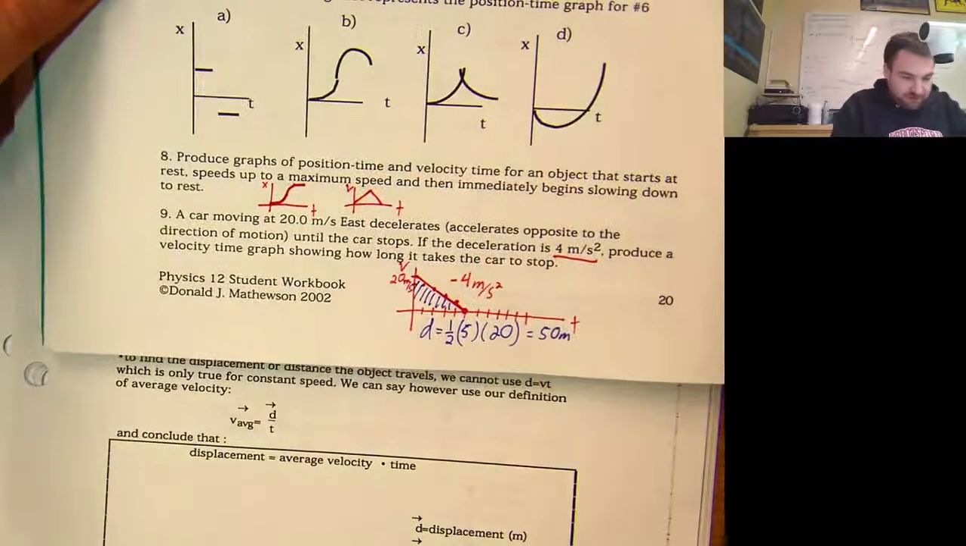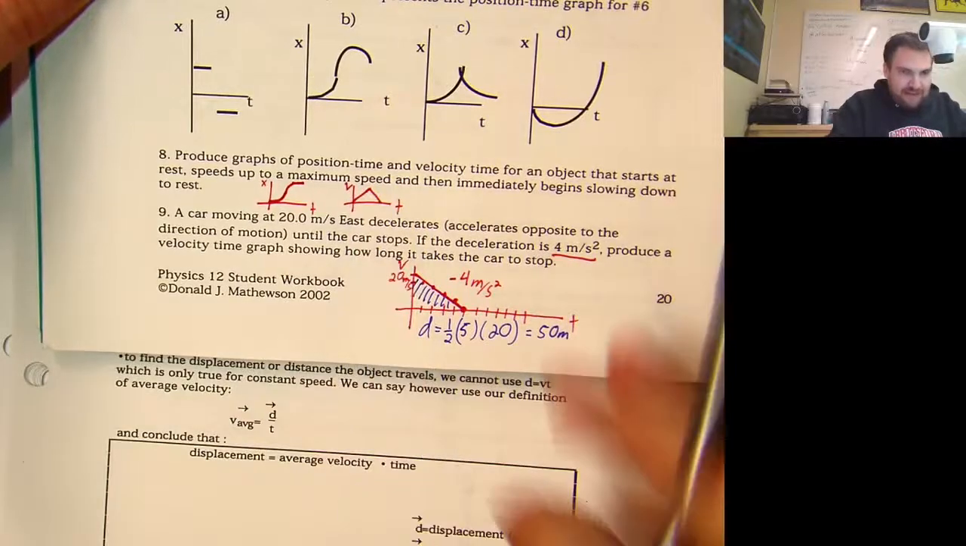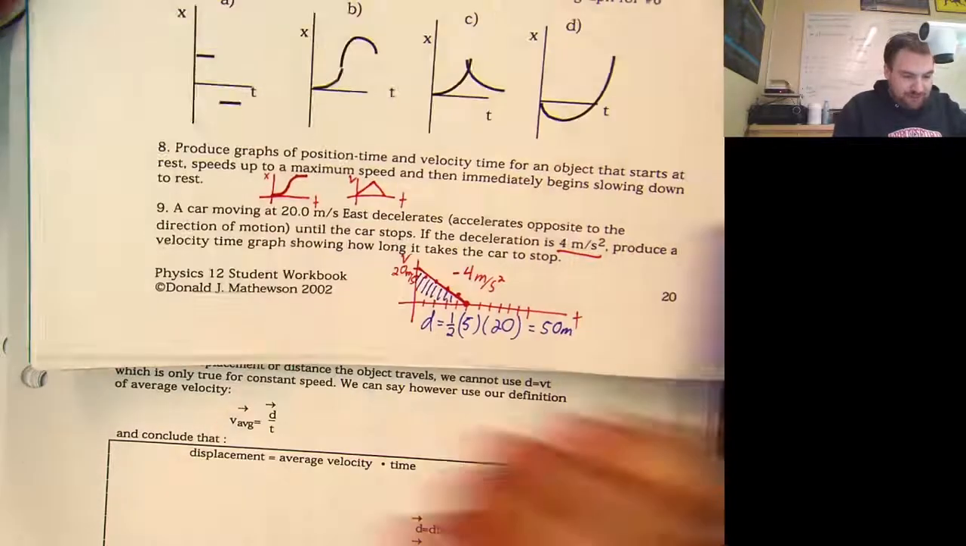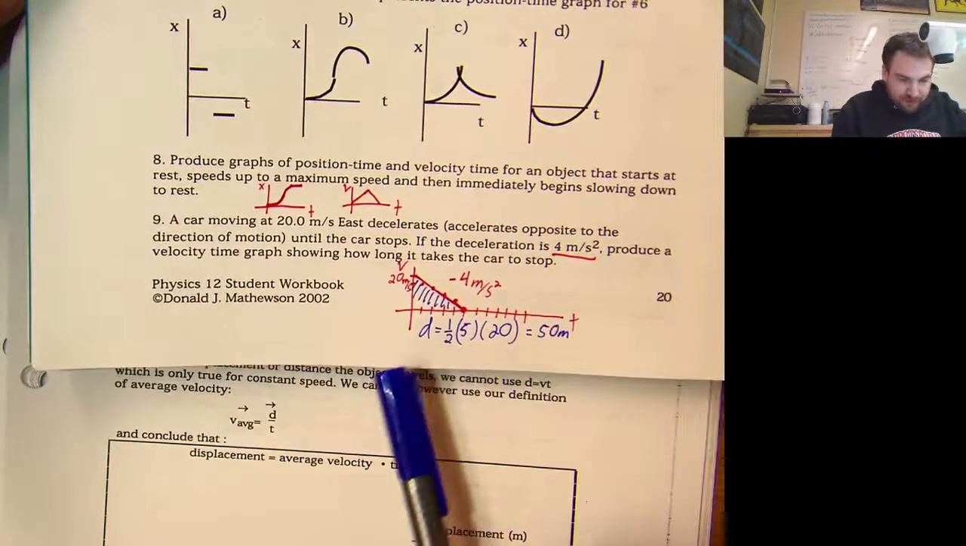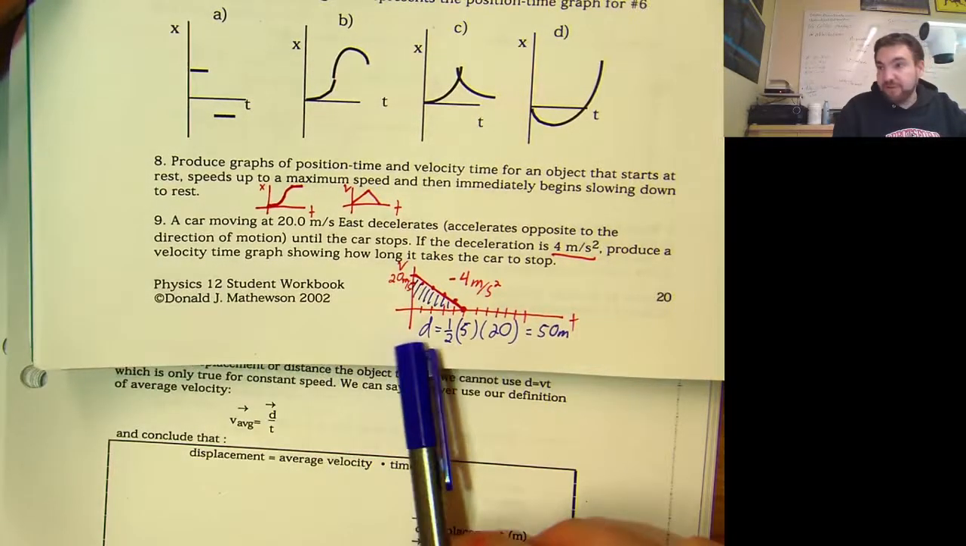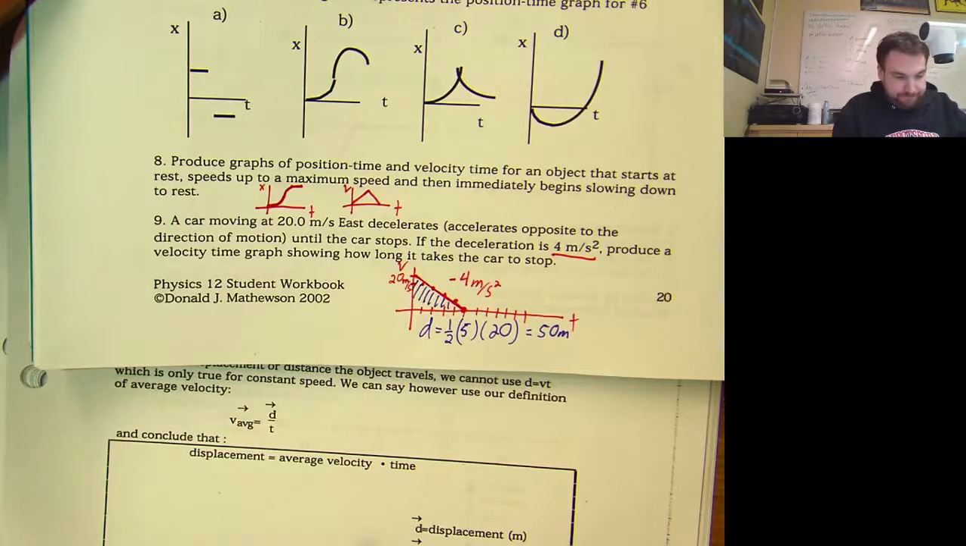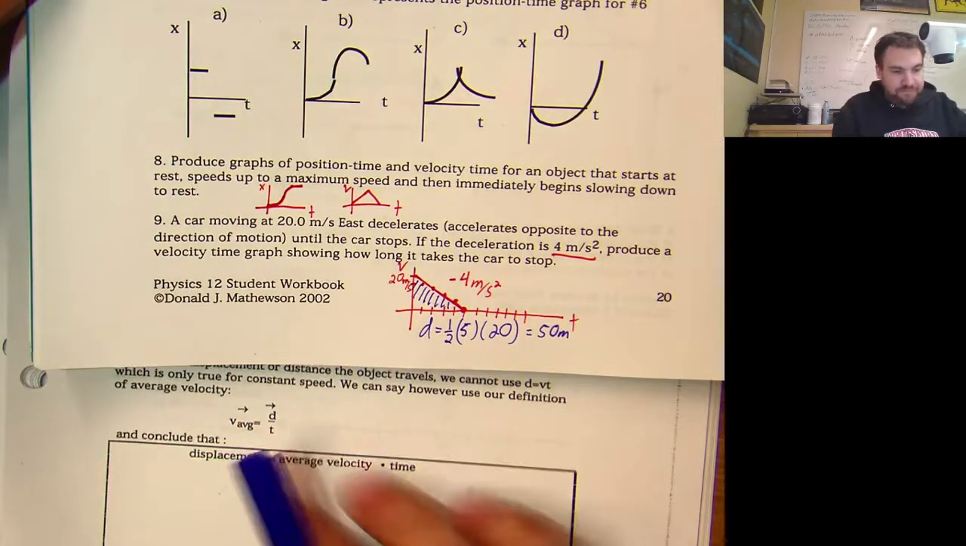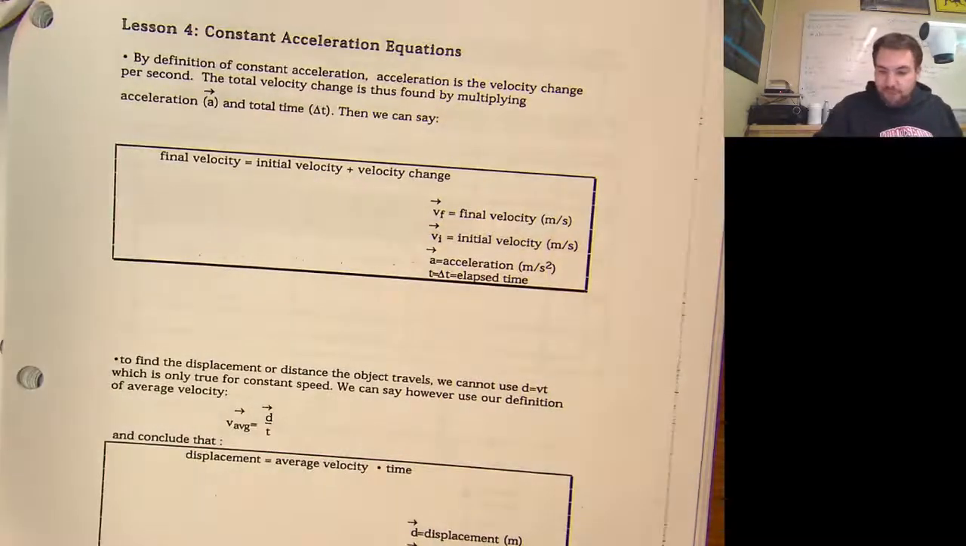There was some, and then number 8, graphs could look like that. I can't remember if I assigned number 9. Yeah, I assigned number 9. So that graph would look something like this. And then there's the velocity time graph, and I figure we can figure out the displacement too if we want to. Cool. So there we go. Looking at lesson 4 now.